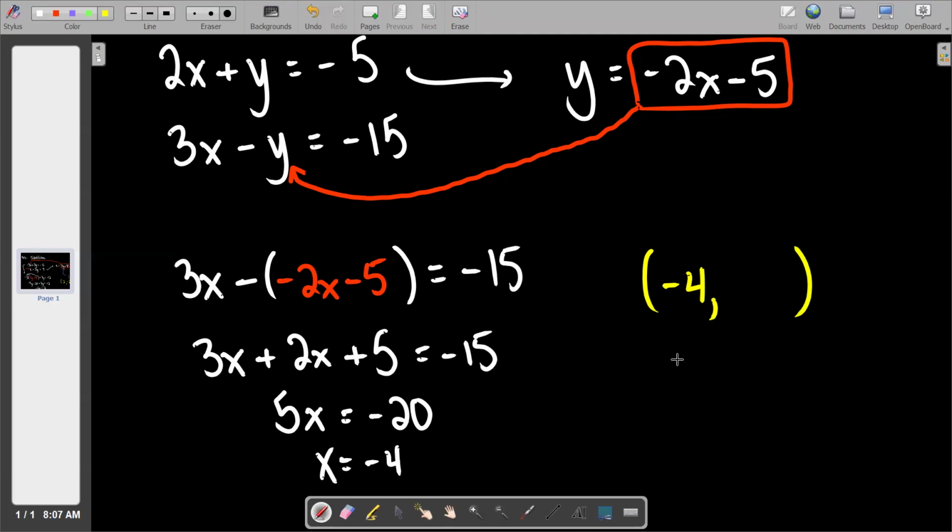And then to find the other one in the blank, where do we put that -4? In the box. Go back to the box. So if you take your answer -4 and put it in the box, what's -2 times -4? And what's 8 minus 5? And we are done. There you go. So that's how you do substitution.